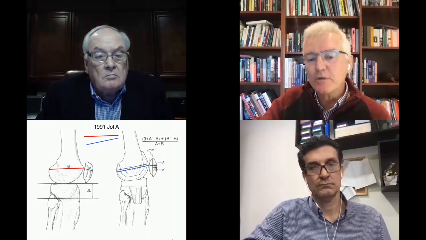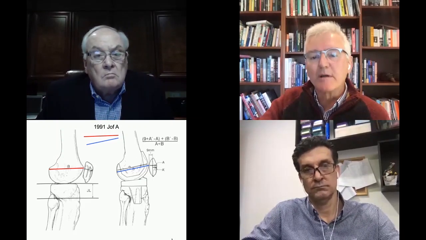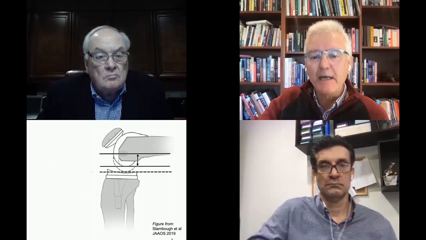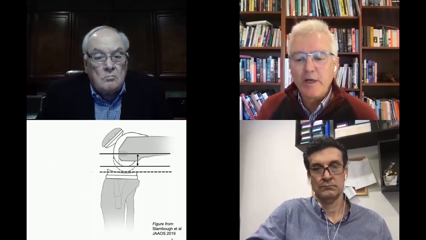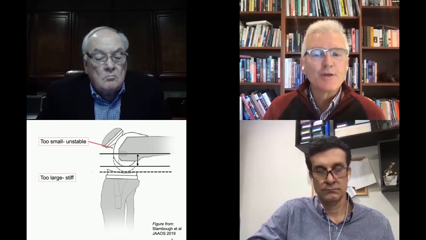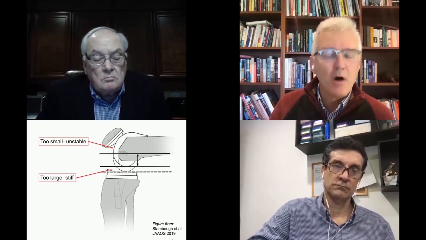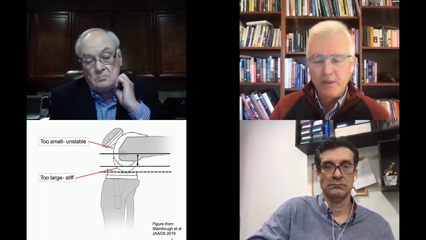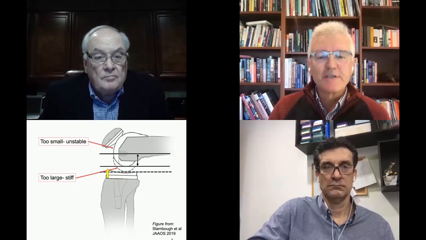So this is an old concept, and what it does is it reminds us how important the isolated variable of femoral component size can be. This diagram from an excellent review article in the JAAOS Journal on Flexion Instability by Stambaugh helps me illustrate the point. If we choose the femoral component that's too small or smaller, we have greater risk of instability. If we select one that's too large, we have the risk of stiffness.